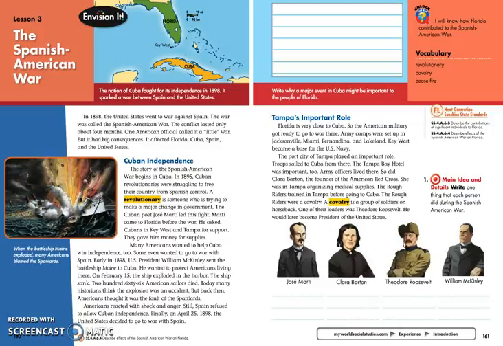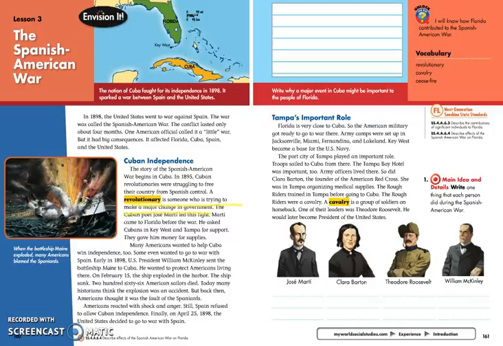In 1895, the Cuban revolutionaries were struggling to free their country from Spanish control. A revolutionary is someone who is trying to make a major change in government. The Cuban poet Jose Marti led the fight. Marti came to Florida before the war. He asked Cubans in Key West and Tampa for support. They gave him money for supplies.